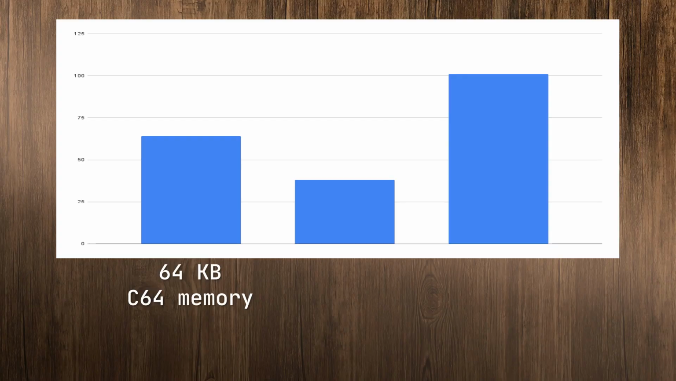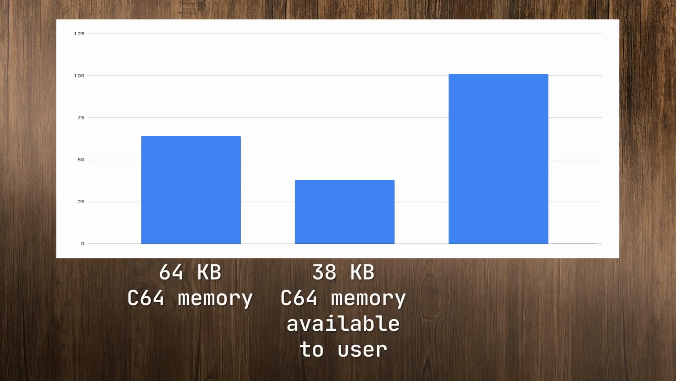The Commodore 64 has 64 kilobytes of RAM. Only 38 kilobytes of that is available to the user. The original Wordle has two word lists, a list of daily words and a list of allowed guesses. Together, these lists take up 101 kilobytes. Obviously, that won't fit in the memory of the C64.